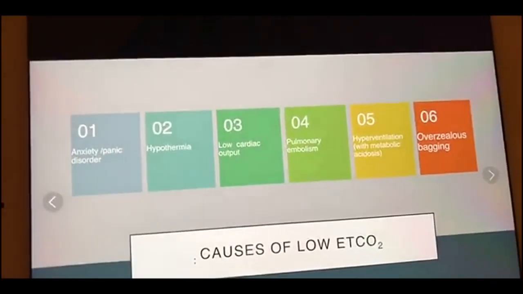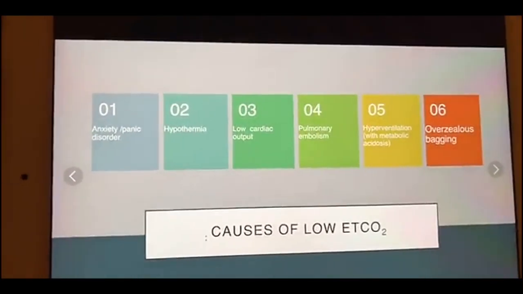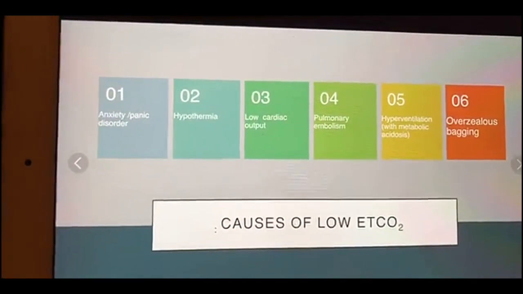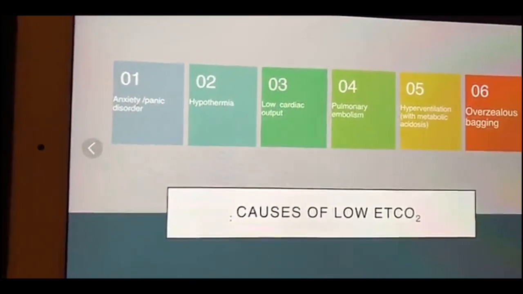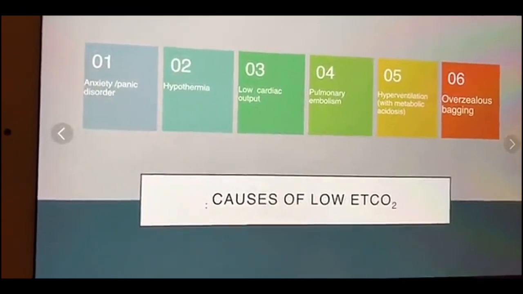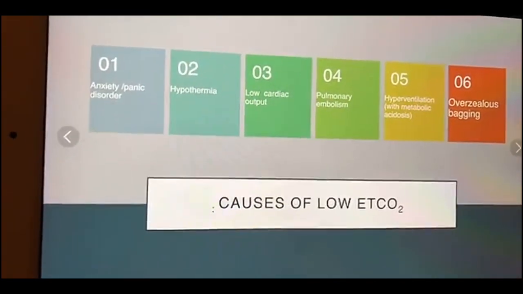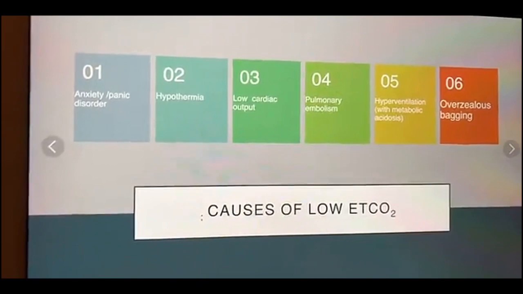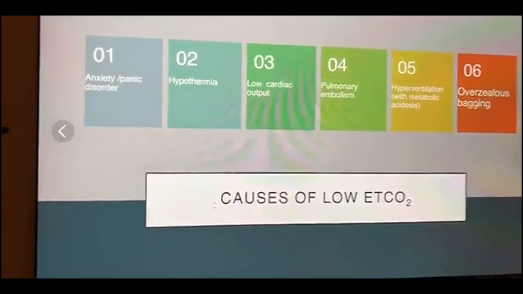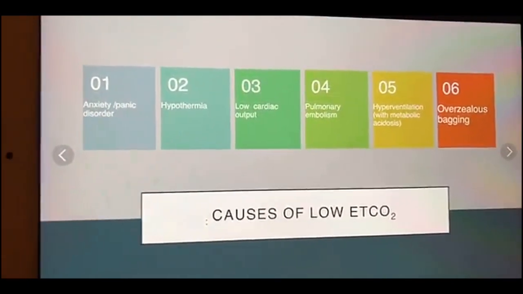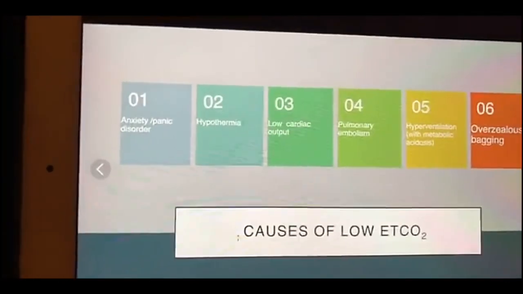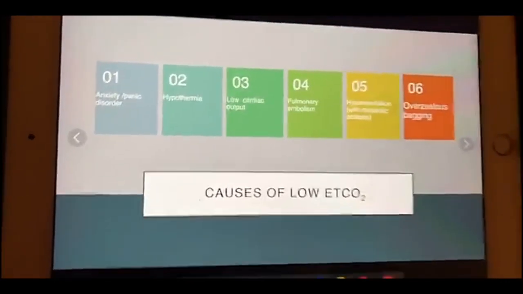So I'm not saying it's the gold standard in diagnosing pulmonary embolism. It's only a helpful tool in suggesting the diagnosis in the emergency department, for the presence of pulmonary embolism or not. The fifth cause of low end-tidal CO2 is hyperventilation, especially in patients with metabolic acidosis. And the last cause is overzealous bagging. Sometimes excessive and aggressive bagging can result in washing out the CO2.